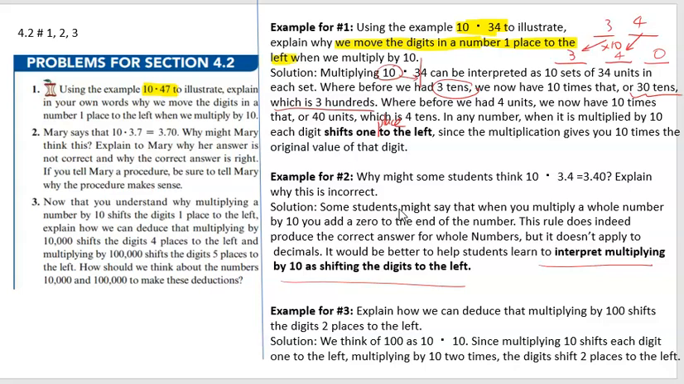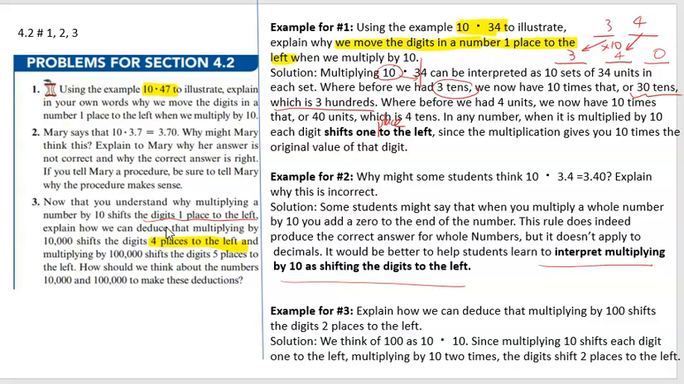Now, number 3. For number 1, we know whenever we multiply by 10, we have to shift the digits one place to the left. But what if we multiply by 10,000? You notice that 10,000 has 1, 2, 3, 4 zeros. So that means you can add 4 zeros or shift the digits 4 places to the left. But how do we explain that? Why?